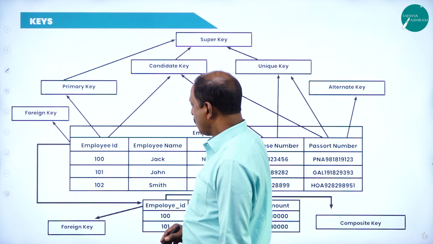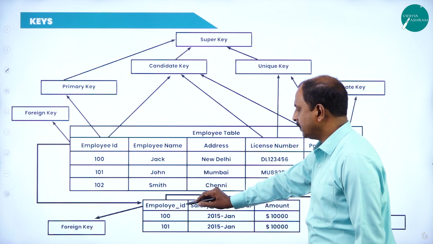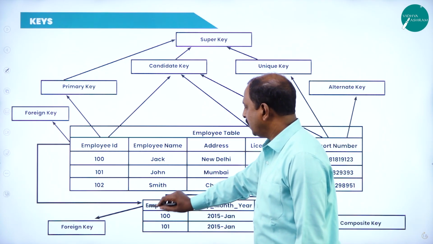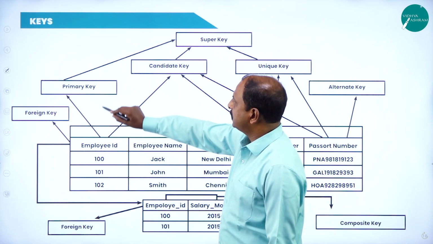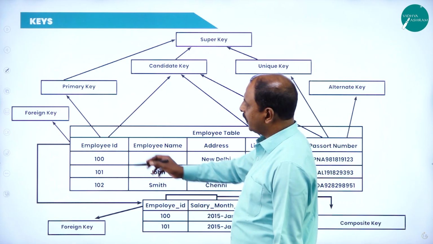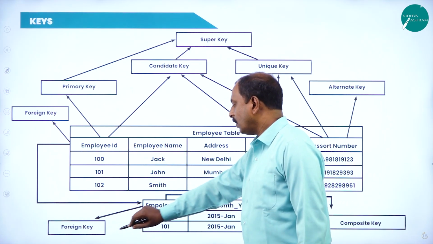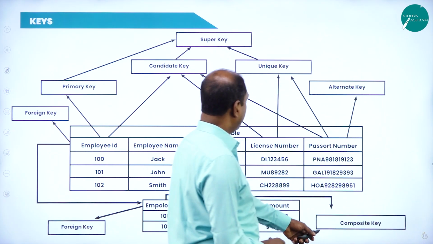And here, the foreign key. What is a foreign key? Here employee ID is here, and another employee ID is also here. So this is a foreign key and this is a primary key in one table. So the primary key of one table is a foreign key of another table. Next we have the composite key here.